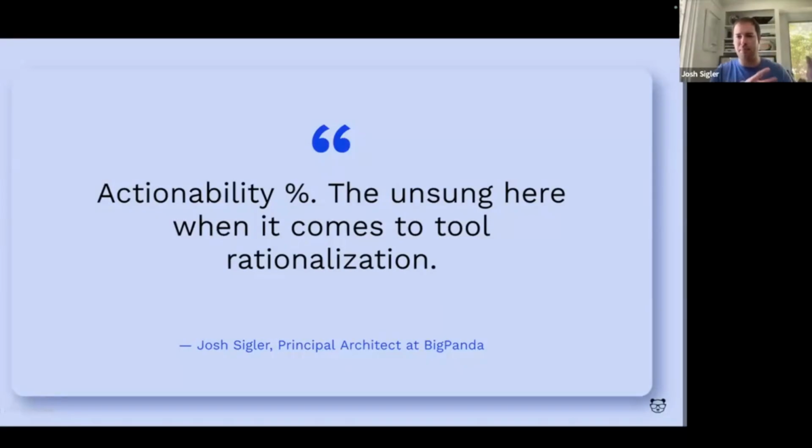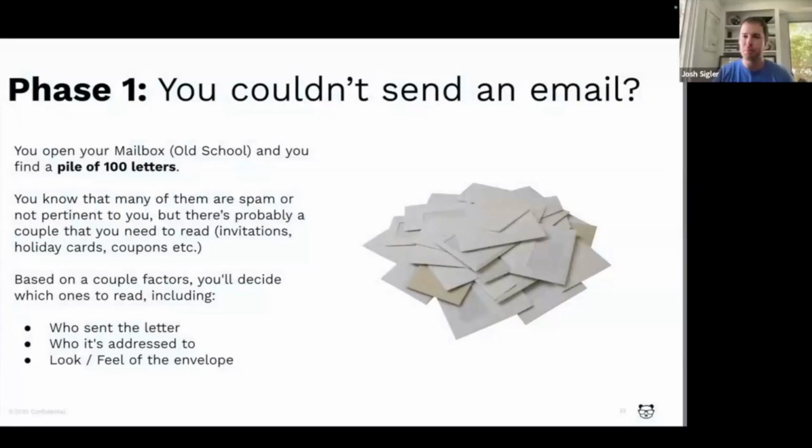We saw before the impact that analytics had on sports, what it can do for tools rationalization. I want to draw a similar type of analysis, and I want to go old school. I want to go snail mail. Phase one of this approach is you go to your mailbox. You've got 100 letters stuffed in there. You finally decide, today's the day I'm going to read the mail.